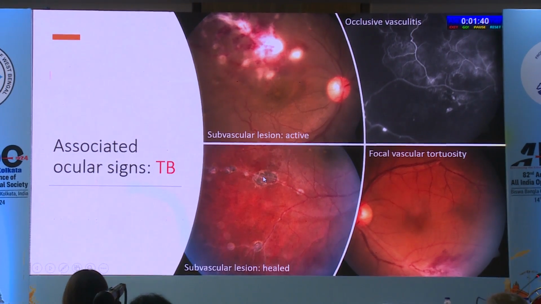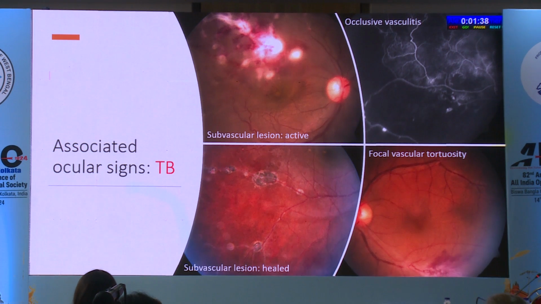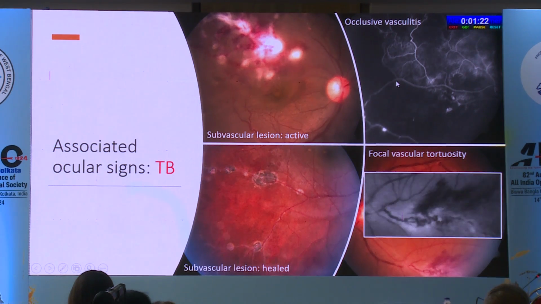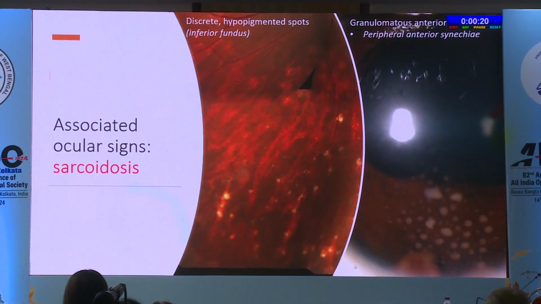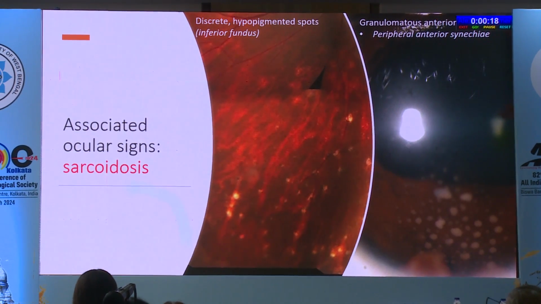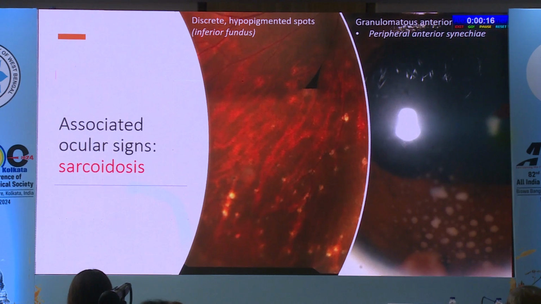If you see lesions like this on a blood vessel along with retinal vasculitis in a TB endemic country like India, you're almost sure that you're dealing with tuberculosis, irrespective of what the test results show you. Then occlusive vasculitis, TB more likely than sarcoid, and you cannot get away from there. These are features of sarcoid that you should look for in a patient of retinal vasculitis.